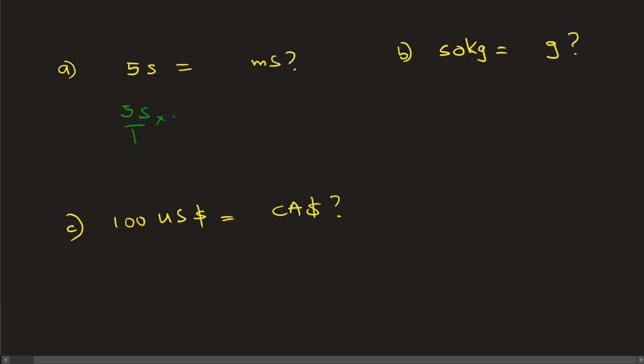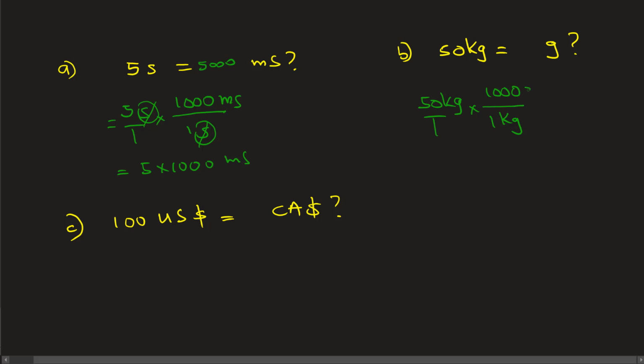So let's look at some other ones. See, 5 seconds is how many milliseconds? 1 second is 1000 milliseconds. So the seconds to second cancels out, so you get 5 times 1000 milliseconds, which is 5000 milliseconds, right? So always we are trying to cancel what we don't want. We are trying to keep what we need.